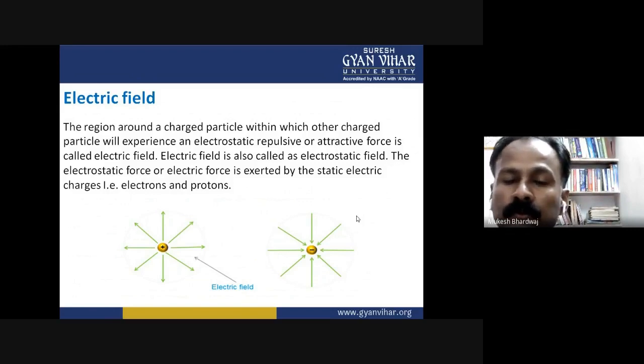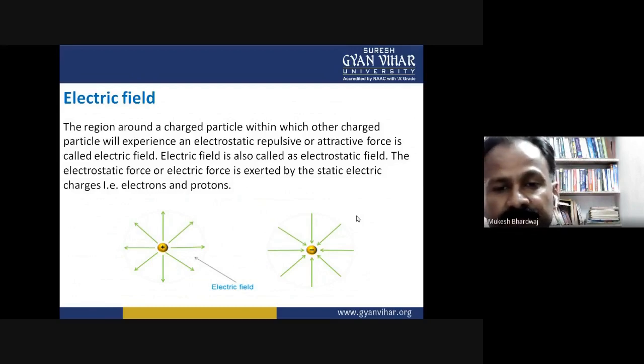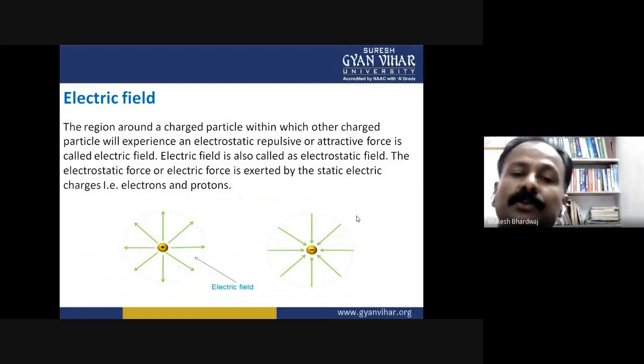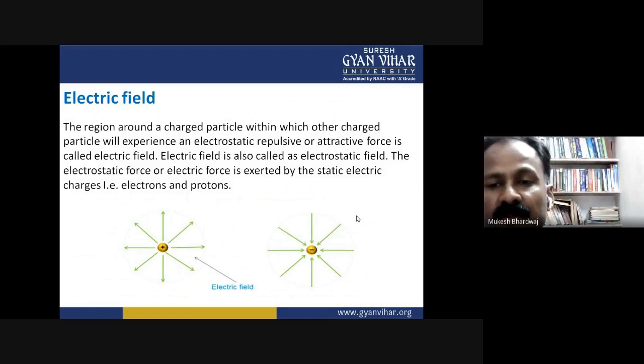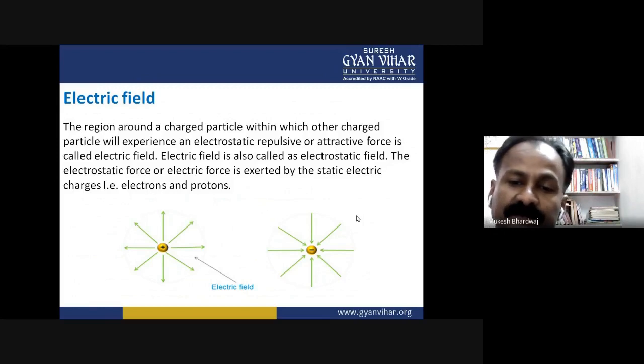As we know, like charges repel each other and unlike charges attract each other. Consider two point charges Q1 and Q2 separated by some distance d. If the product of the charges is greater than 0, that means both are positive or both are negative, then the charges repel each other. On the other hand, if the product of the two charges is less than 0, the charges are dissimilar, then the charges attract each other.